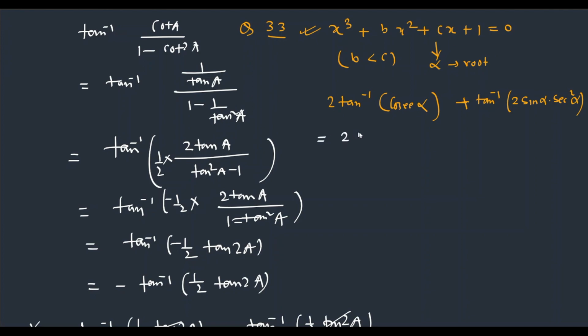Look here, it will be 2 tan inverse. Now this cosec you can write as 1 by sin alpha. Here you can write tan inverse of 2 sin alpha, and this sec square alpha will be 1 by cos square alpha, which we can write as 1 by 1 minus sin square alpha. Up to this is okay.